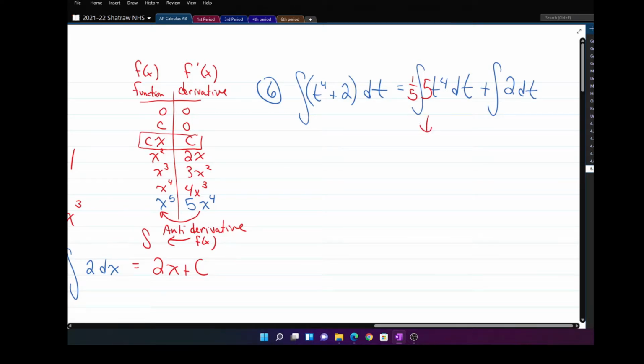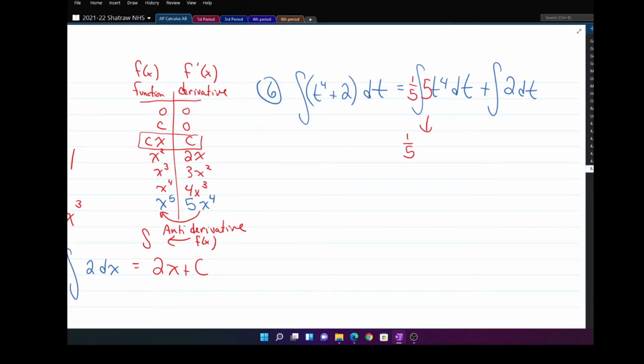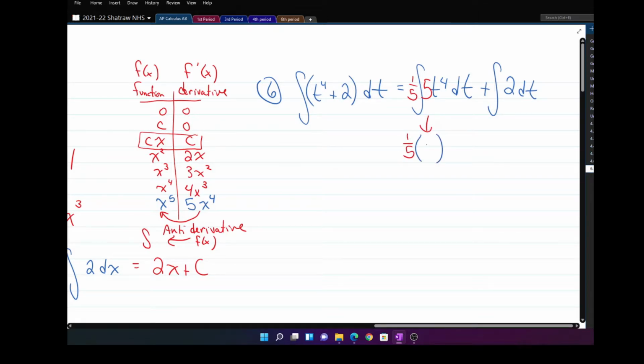And now I know that the antiderivative of this, the 1/5, will still be out in the front, and then that 5t to the 4th is really the same thing as a t to the 5th. And then I'm going to look at my constant rule again, because I'm just integrating a constant, and my constant rule says that I'll have a 2 and a t, and then don't forget that plus c. Always, always, always don't forget that plus c.